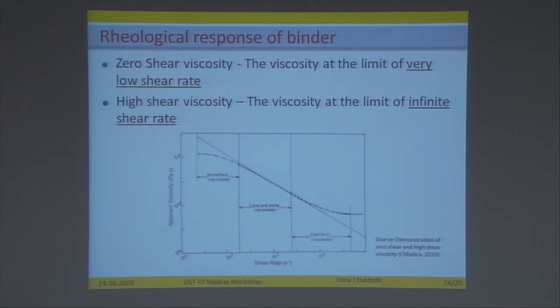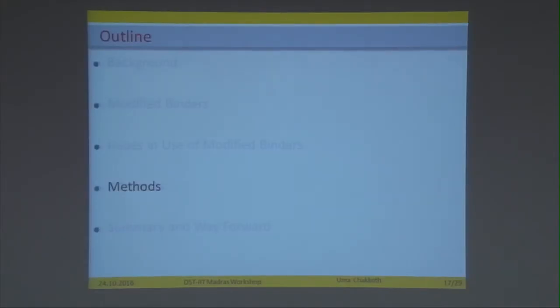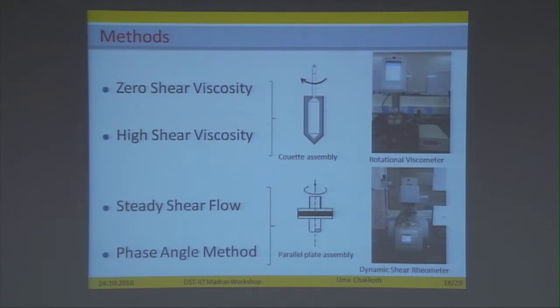So, viscosity at the limit of very low shear rate is known as the zero shear viscosity, and at a very high shear rate or infinite shear rate is known as high shear rate viscosity or infinite shear rate viscosity. So, taking these two, zero shear viscosity and high shear viscosity, into account, four different methods were proposed, out of which we will be discussing four methods. The first method is zero shear viscosity method, second being high shear viscosity method, third is steady shear flow method, and the fourth method is phase angle method.